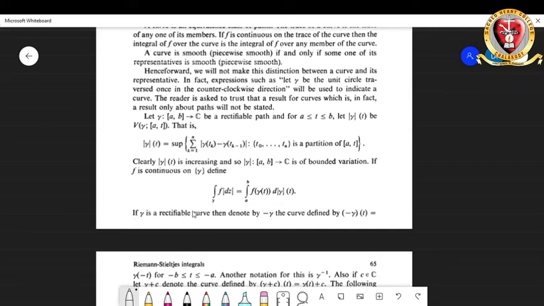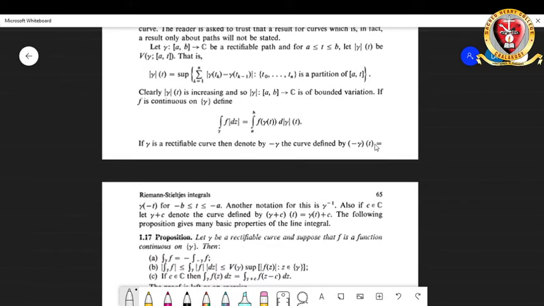And if gamma is a rectifiable curve, minus gamma is the curve defined by minus gamma of t equal to gamma of minus t, when t is varying from minus b to minus a. It is also usually denoted by gamma inverse. And if c belongs to the complex numbers, gamma plus c denotes a curve defined by gamma plus c of t equal to gamma of t plus c.